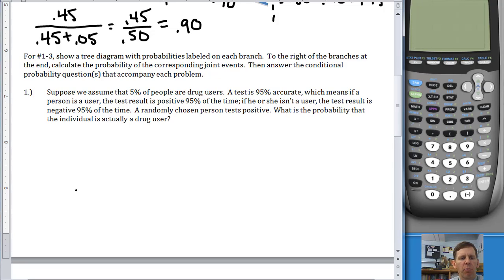So kind of like last time, we have this pre-existing condition, whether or not the person is, in this case, a drug user. So we're going to start off with two branches here. One represents people that are drug users, and one represents people that are not. So I'm going to say users, yes or no. And it says assume 5% of people are drug users. So if 5% of people are drug users, who's not? The other 95%. These percentages should always add up to 100.